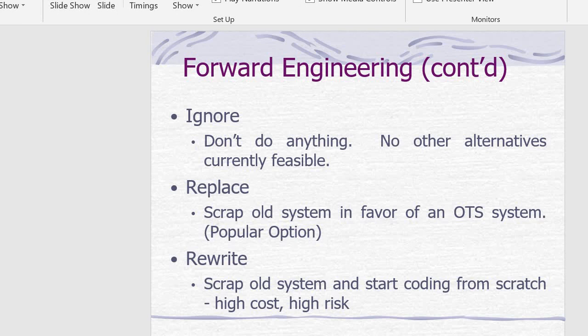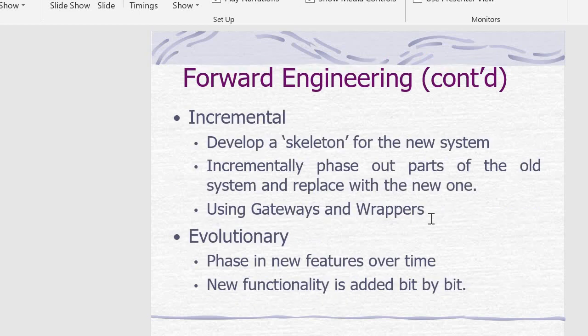Rewrite we can do, scrap the whole system and start coding from scratch, where the cost is high and the risk is also high. If you look at incremental, develop a skeleton for the new system, incrementally phase out parts of the old system and replace them with the new one. Using gateways and wrappers we can do this incremental approach. And then we have the evolutionary. In evolutionary, new features are phased in over time, new functionalities added bit by bit.